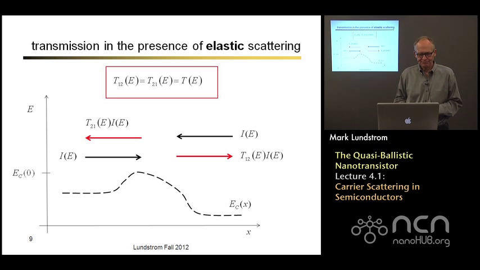One can show, actually a Fermi's golden rule calculation will show you this, that the transmission at any given energy from contact 1 to contact 2 is precisely equal to the transmission from contact 2 to contact 1 at this particular energy channel that we're focusing on, in the presence of elastic scattering. So that's a very, very powerful relation that simplifies the mathematics quite a lot.